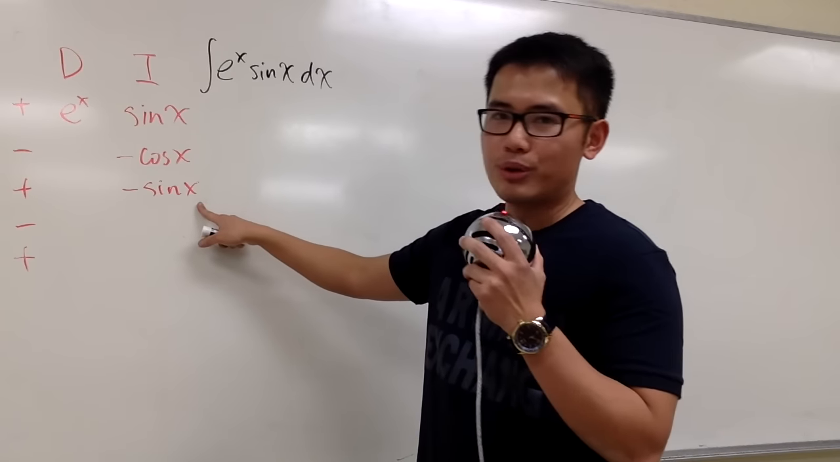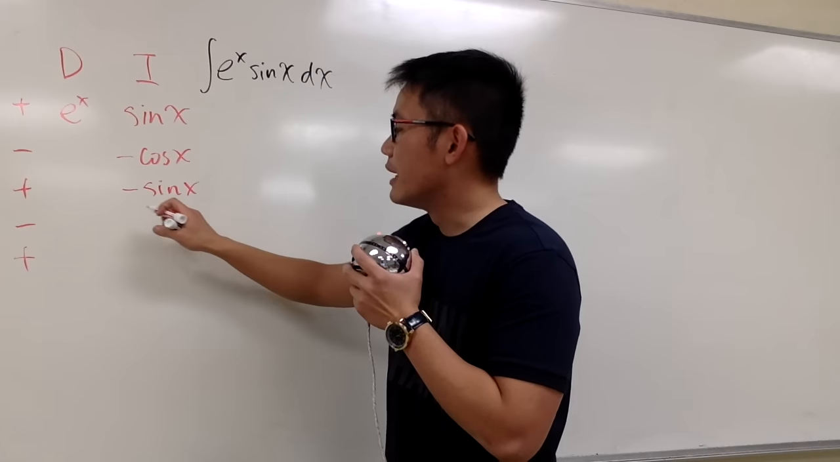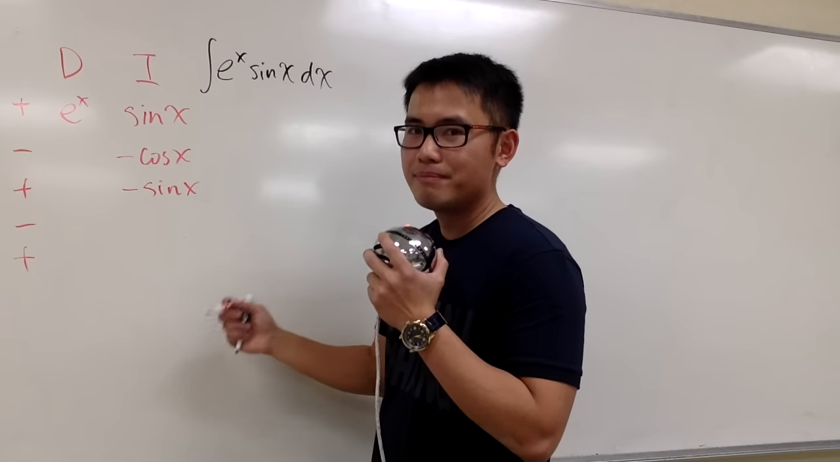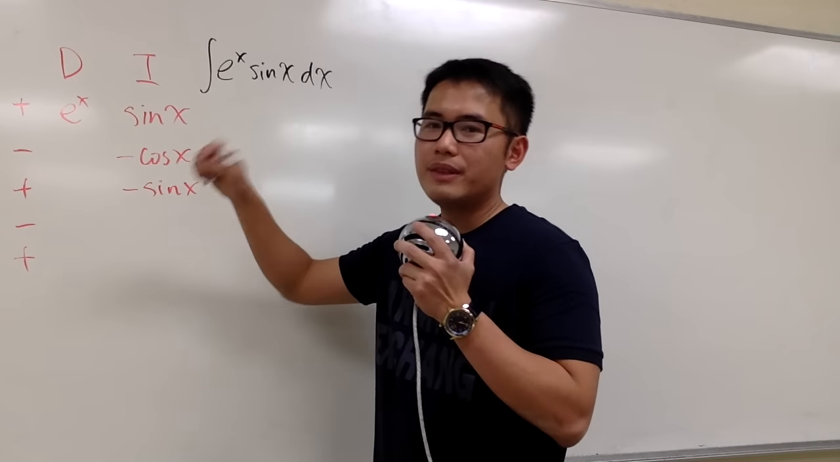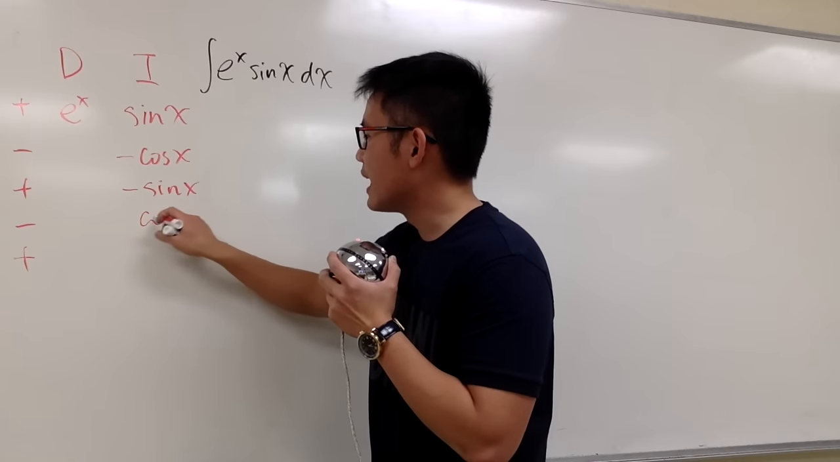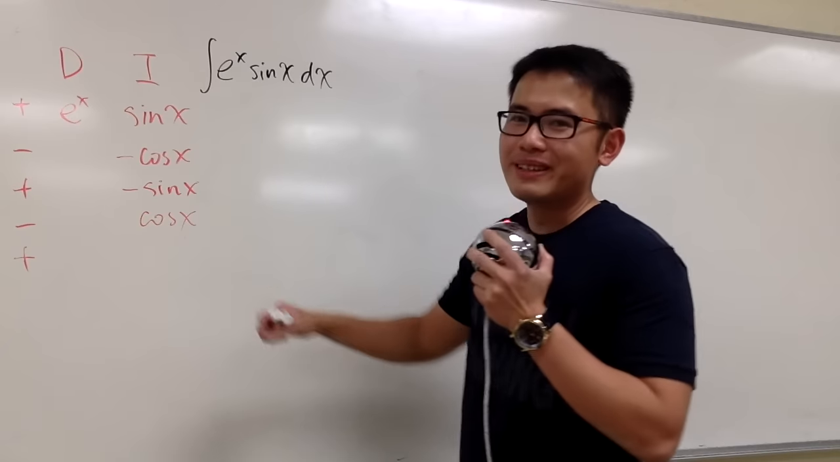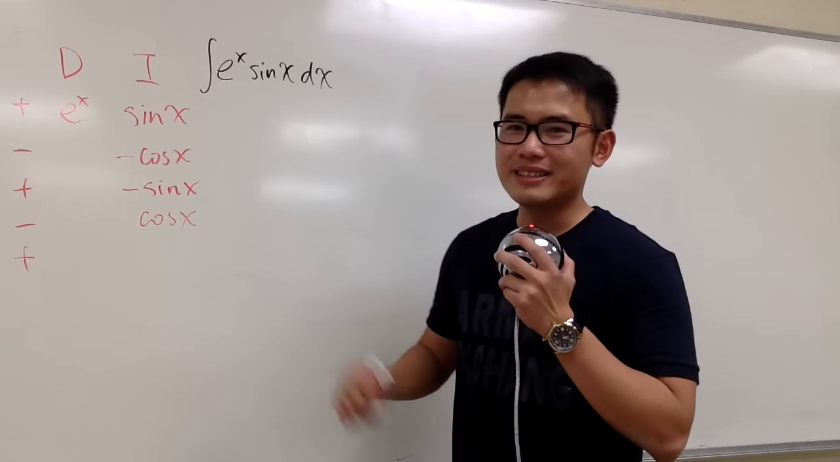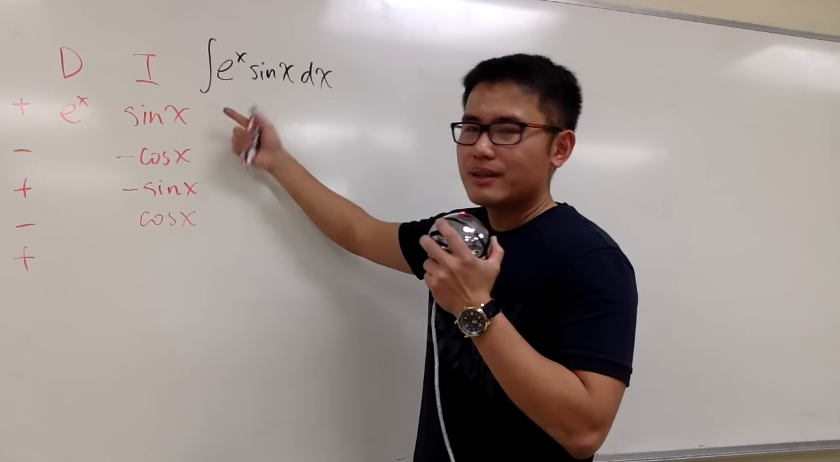And let's do one more to practice. Integrating sine x is negative cosine, but then we have to account for this negative as well. Negative negative, together we get positive cosine x. So be sure when you do this, integrating sine, cosine, things like that, do it carefully. Maybe you want to do it backwards to double check.